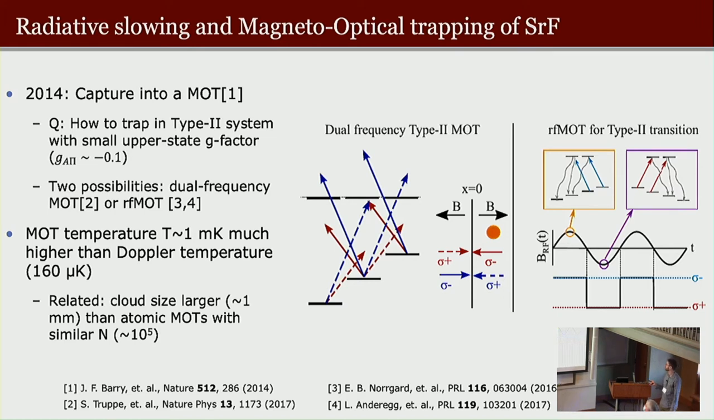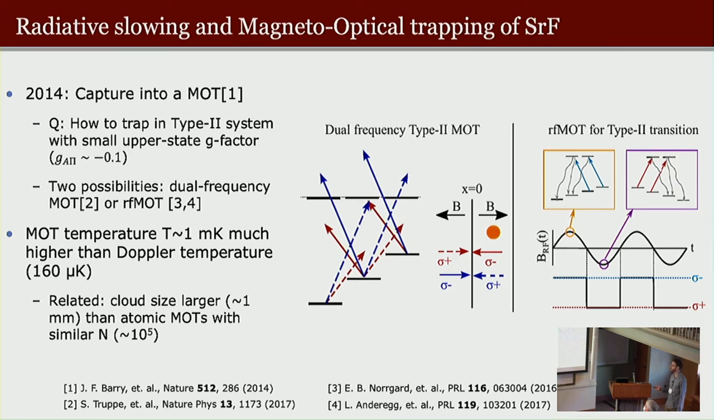Another way to do it is to use what's called an RF MOT, where basically you synchronously switch the sign of your magnetic field gradients and also the polarization of your light. And this is symbolized here in a J equals 3/2 to J equals 1/2 transition, where over here, you're going to want to drive sigma minus light to give you a restoring force. And then over here, once you've pumped into these states, you can then drive sigma plus light with a swapped B field and provide the same sort of restoring force. So this has been done by many groups at this point.